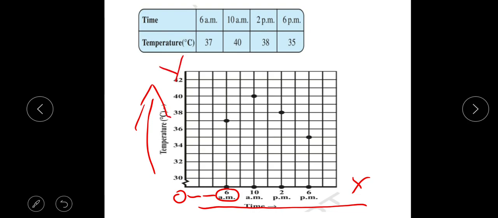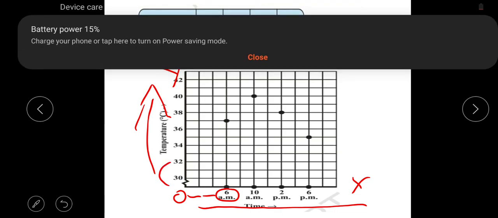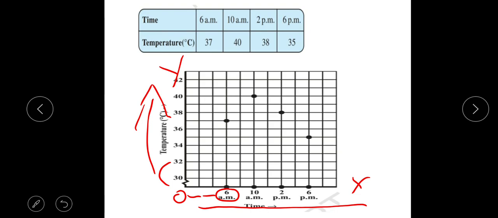And on the y-axis, or this vertical line, we mark the temperature. Each unit we have taken as 1 degree Celsius, right? So look at this: 30 to 32 degrees Celsius, 32 to 34 degrees Celsius. There is a 2 degrees Celsius difference, right? But here the first unit, 0 to 30 degrees Celsius, there is a 30 degrees Celsius difference. So we marked a jagged line here.